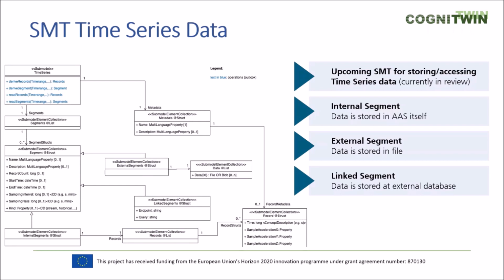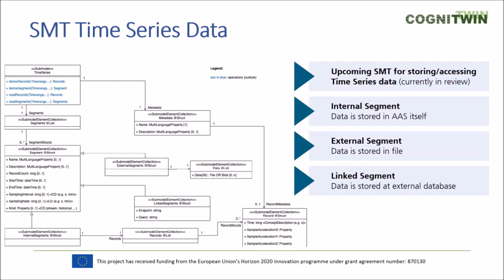Submodel template time series data distinguishes three different types of segments: internal segments, where the data is stored in the AAS itself; external segments, where the data is stored inside a file; and linked segments, where the data is stored in an external database. As any file formats and external database systems are allowed to be used, accessing the data would be a rather complex and cumbersome task for any client interested in reading the data.